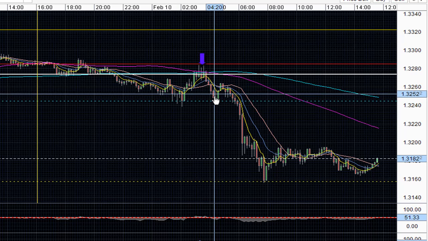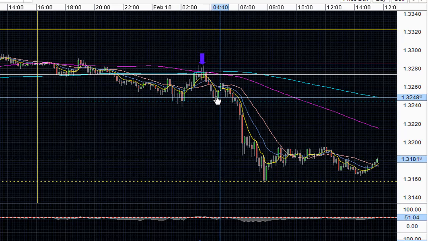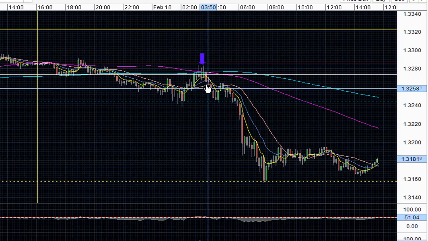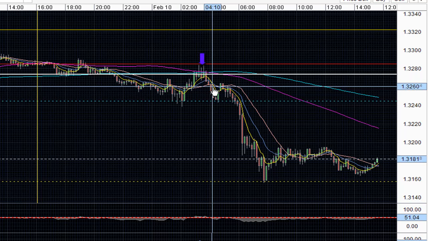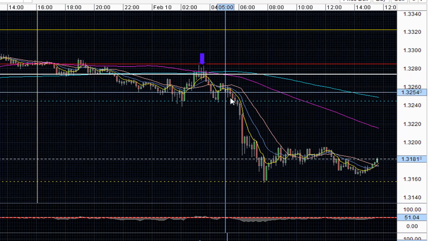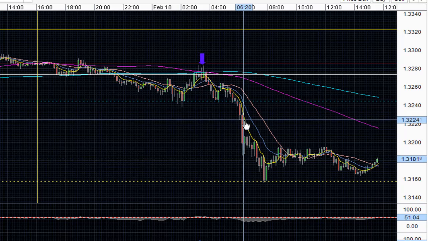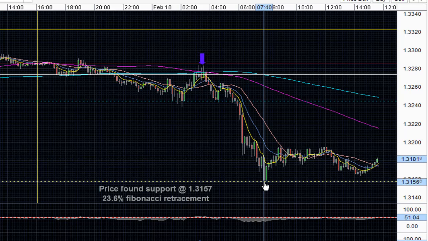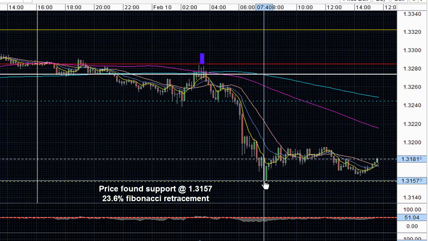But you could have also decided to hold on to your trade and stick with the bearish bias for the day because there was strong selling pressure for the day. You could have kept your trade open, and traded this down and taken your profit near the support here at 1.3157, which is actually the 23.6% Fibonacci retracement level of the recent climb up on our daily chart.